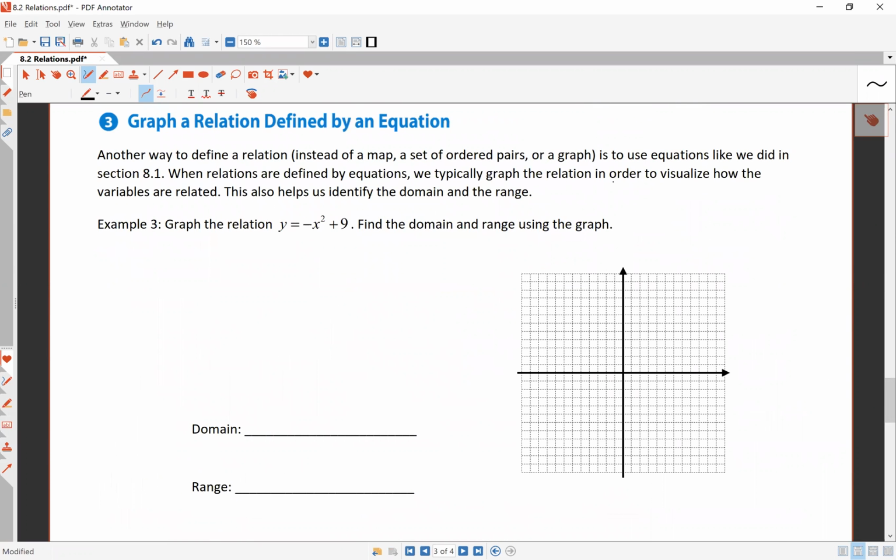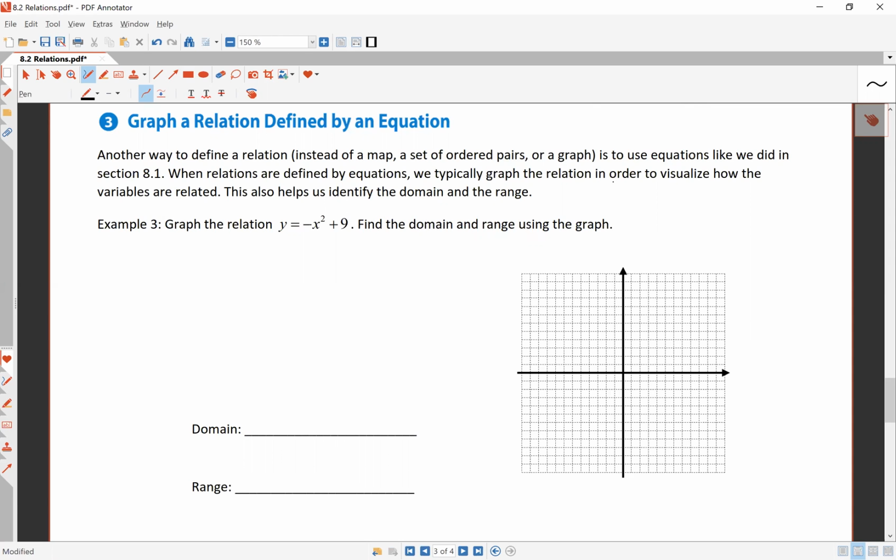Another way to define a relation, instead of a mapping, a set of ordered pairs, or a graph, is to use equations like we did in section 8.1. When relations are defined by equations, we typically graph the relation in order to visualize how the variables are related. This also helps us identify the domain and the range.